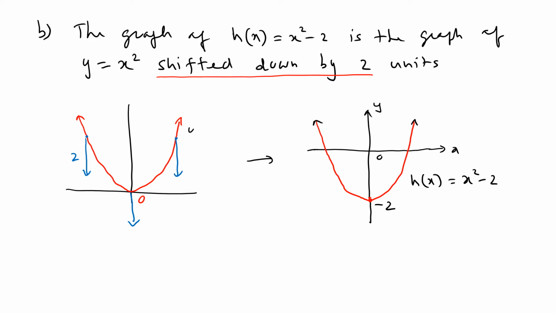And this is the graph of y equals x squared. So this is what we call transformation techniques. You just move the graph all the way down. So it changed all the intercepts, both the x-intercepts and the y-intercept.